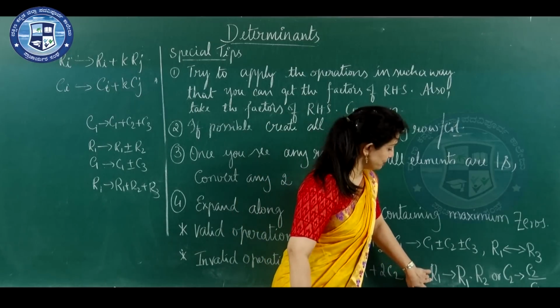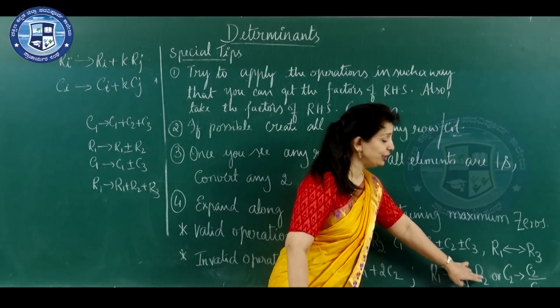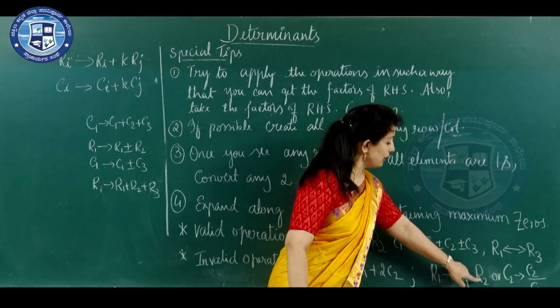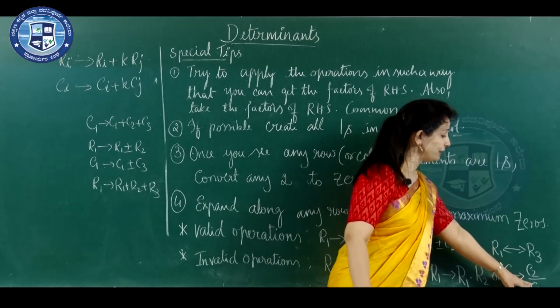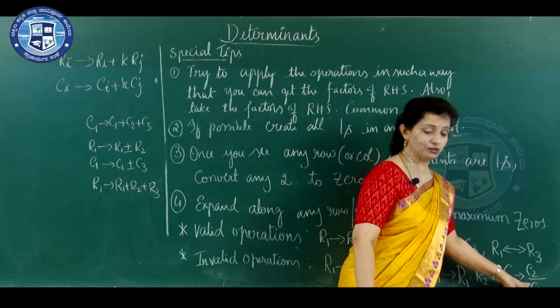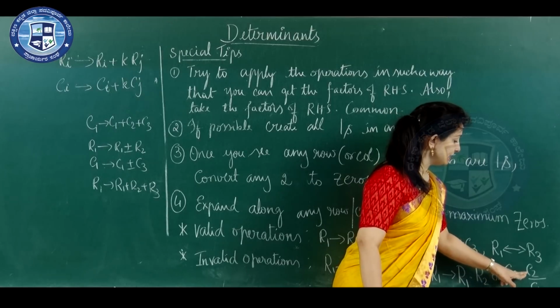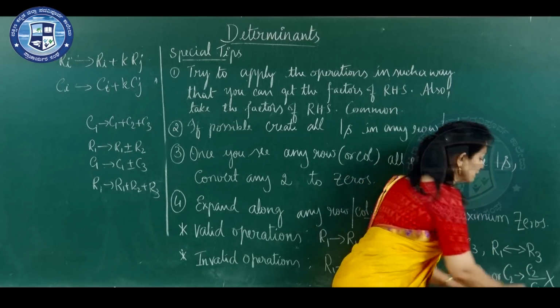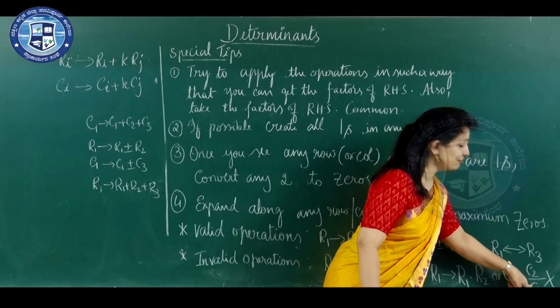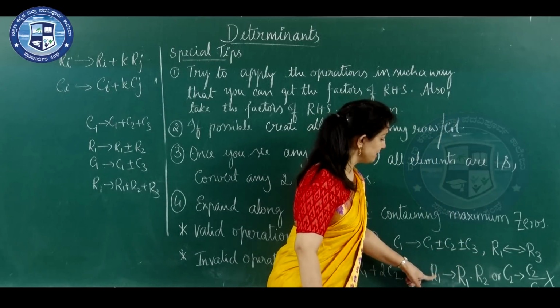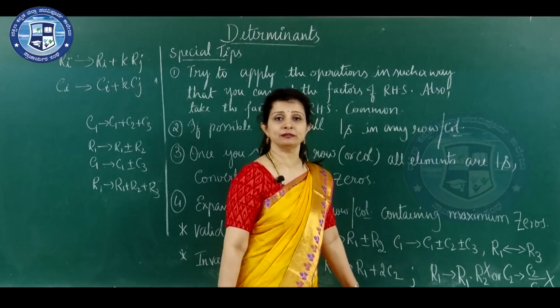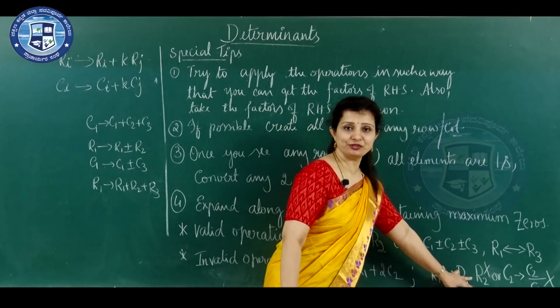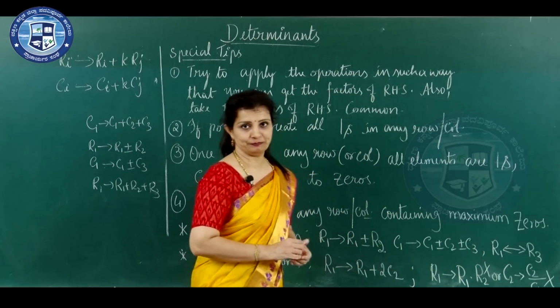So, it is not possible to use R1 implies R1 into R2, product of 2 row elements, or even to divide the elements of 2 rows. It is not possible to write C2 implies C2 divided by C1. Even R1 implies R1 into R2, multiplication is also not possible. Only addition or subtraction between the 2 rows is possible.